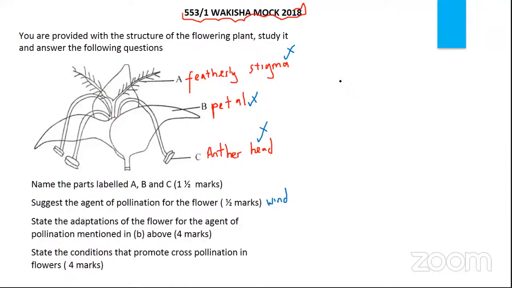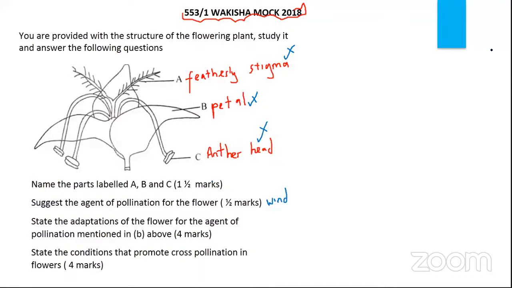Isabella, are you there? How is it an adaptation? If the insects cannot see the petals, then the wind will be able to work too. The wind will be able to pollinate the flowers. Okay, thank you very much.